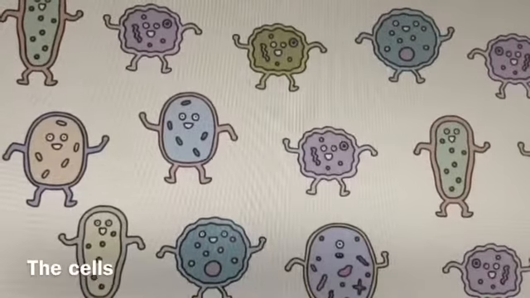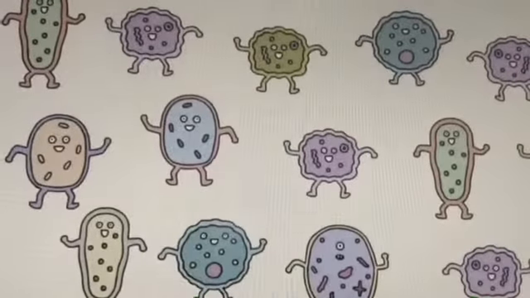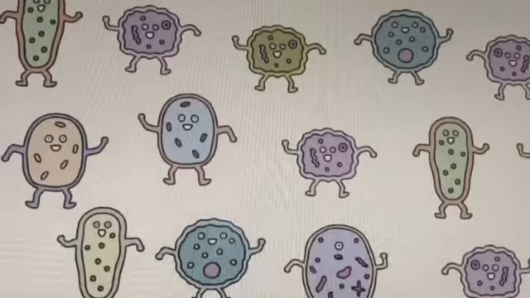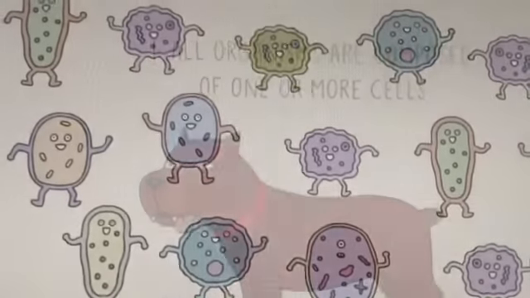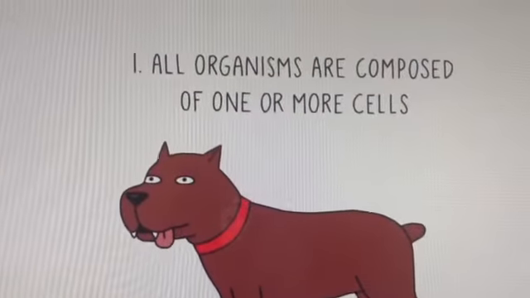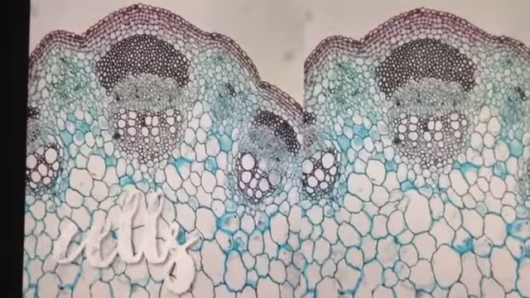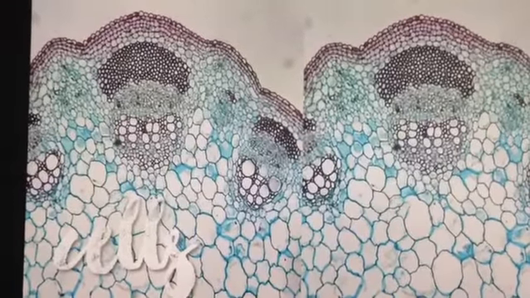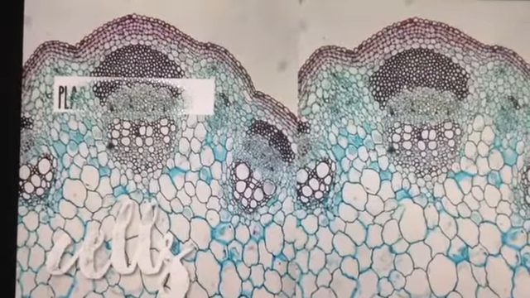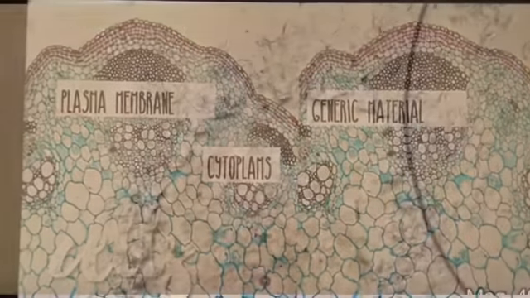Now, the cells. Cells are complex thermodynamic structures that use energy to maintain the conditions that make possible their existence. All organisms are composed of cells, one or more. Although there are different types of cells, and each type has its own particularities, they share the following three characteristics: plasma membrane, cytoplasm, and genetic material.